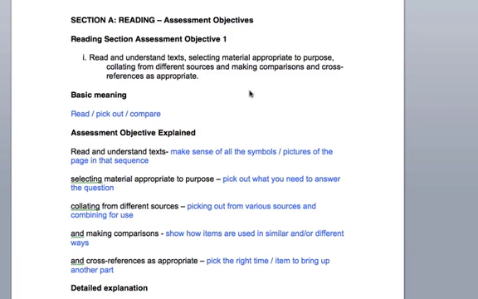So now we're going to be looking at the reading section of the language paper. We'll be looking at the assessment objectives, and the assessment objectives basically means what you're being assessed on, what you're aiming for in terms of getting marks. So what you need for marks, basically.